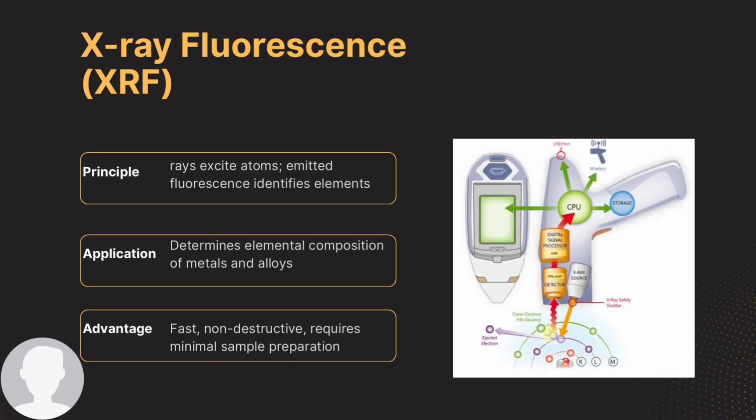Another critical X-ray method is X-ray fluorescence or XRF. Here, primary X-rays excite the sample's atoms, forcing them to emit a secondary characteristic fluorescence that identifies each element present. It is widely used to determine the bulk elemental composition of metals and alloys. XRF is fast, completely non-destructive, and demands minimal sample preparation, making it perfect for rapid sorting and handheld field testing.